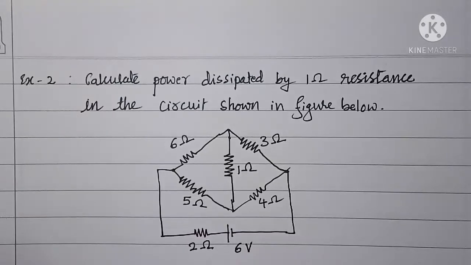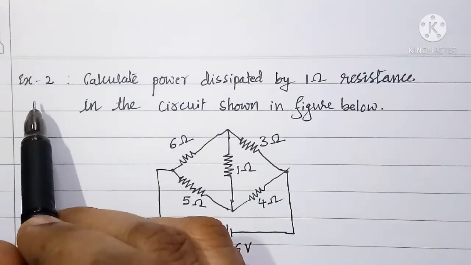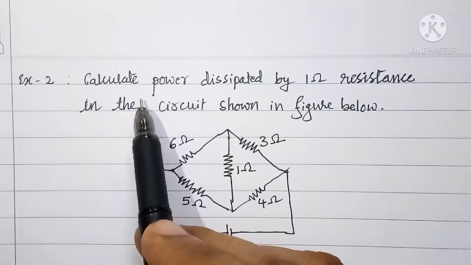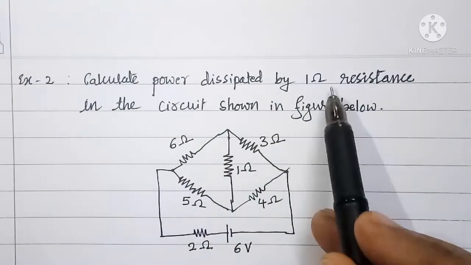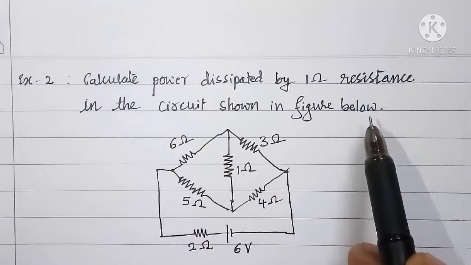Dear students, in today's class we will solve three problems based on mesh analysis. Now here is the second example. Calculate power dissipated by 1 ohm resistance in the circuit shown in the figure below.